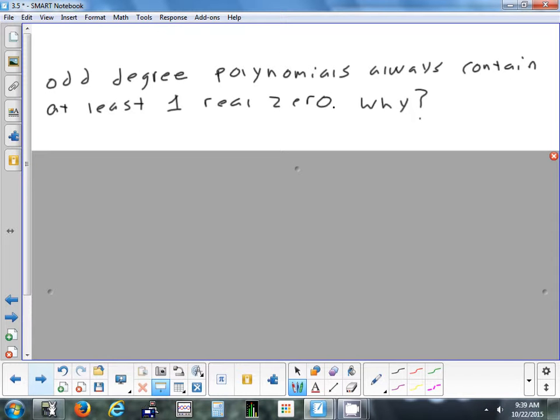All right. So some polynomials, when you graph them, I can guarantee you will go through the x-axis. Sometimes, like a parabola, it doesn't. But how come an odd degree polynomial, I can guarantee you will go through the x-axis every time, at least once.